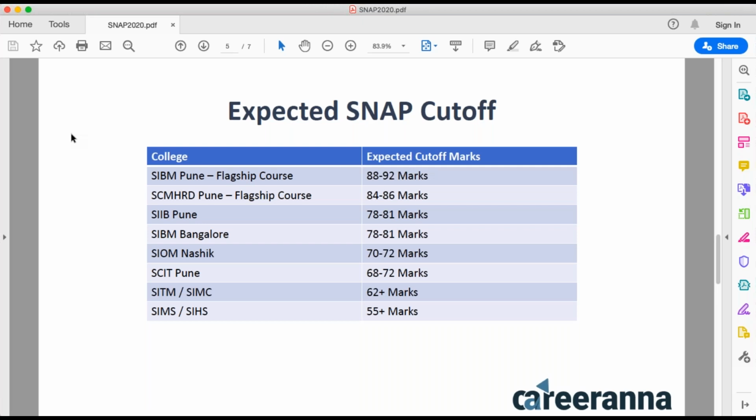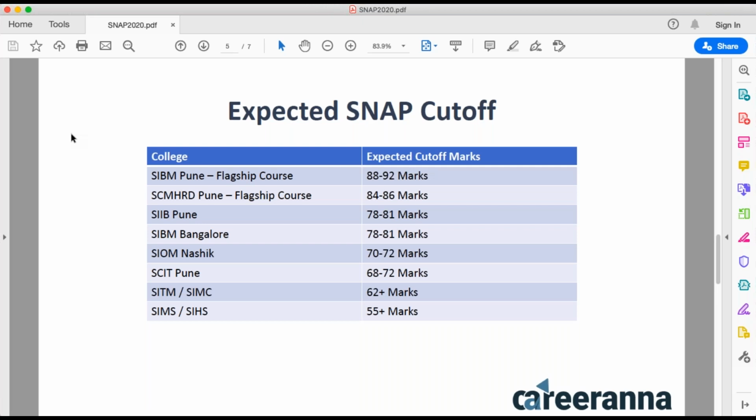Then comes your backup. As a backup, you can apply for SIIB Pune, SIBM Bangalore. Then come other colleges like SIOM Nasik. SIOM Nasik is majorly for MBA in operations. SCIT Pune, SITM, SIMS, these three colleges at the end, and SIMC and SIHS. SIHS is majorly focused on healthcare, and SIMC is majorly focused on media and communications. So SIMC is usually put up as a backup for those people who want to go into media and advertising, and they are majorly aiming for a college like MICA. So they put SIMC as a backup option.